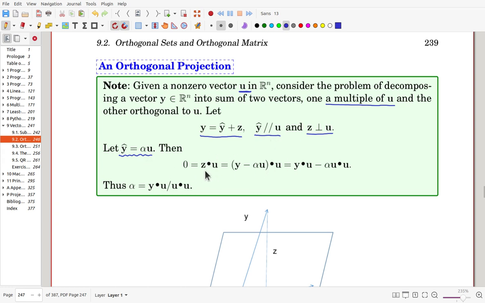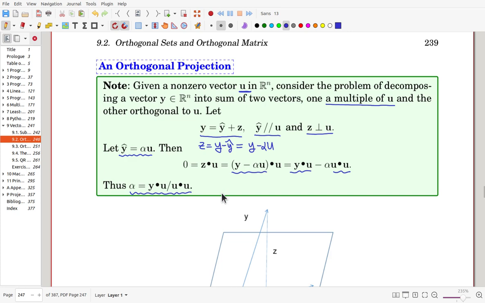Here z dot u, because it's orthogonal, the dot product must be 0. We move this one to the left hand side, so that z is the same as y minus y hat, and we say that y hat is alpha u, so it is y minus alpha u. So that is exactly this one, dot u. Then that is the same as y dot u minus alpha u dot u. Known value, known value. So alpha can be found after moving this one, divided by u dot u. So we reach it there.